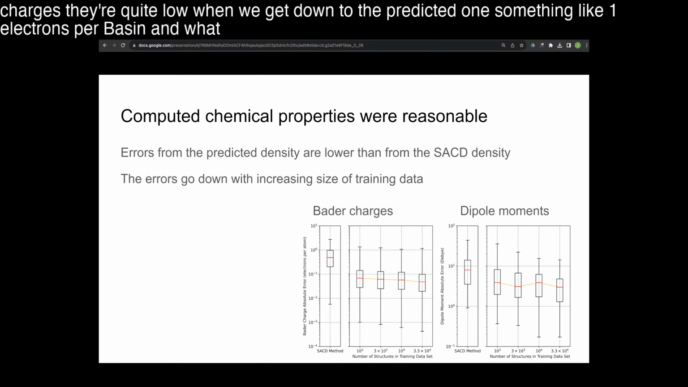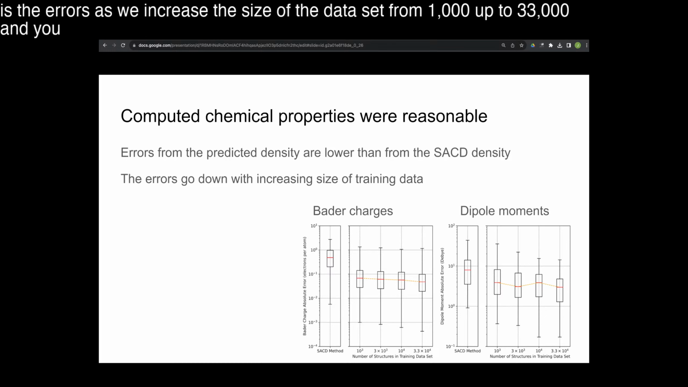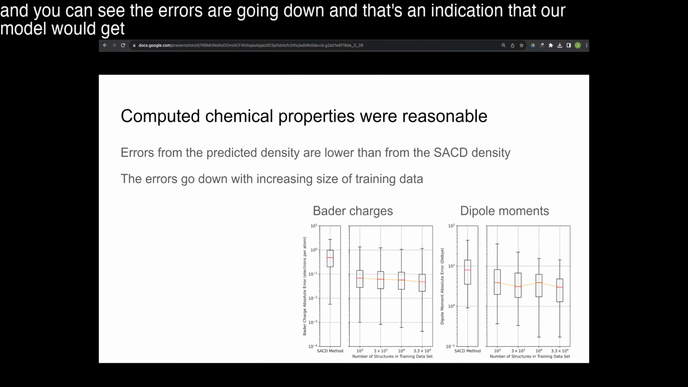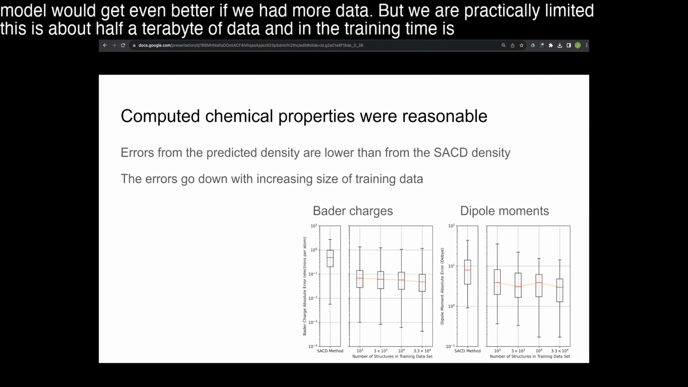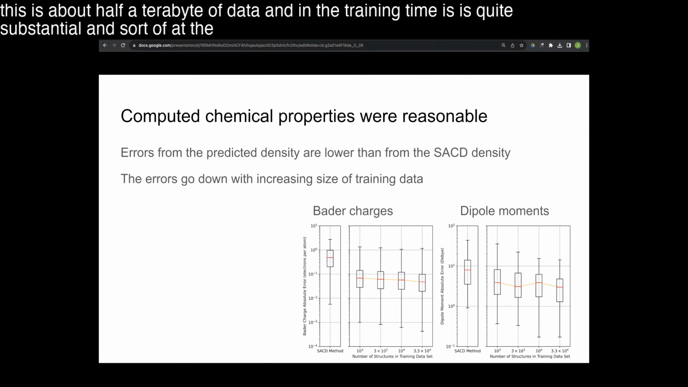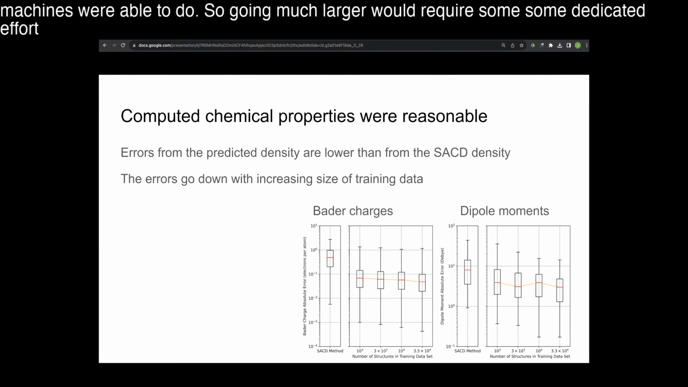And what you can see in this kind of learning curve is the errors as we increase the size of the data set from 1,000 up to 33,000. And you can see the errors are going down. And that's an indication that our model would get even better if we had more data. But we're practically limited. This is about half a terabyte of data, and the training time is quite substantial and sort of at the limit of what our machines were able to do. So going much larger would require some dedicated effort in the future.